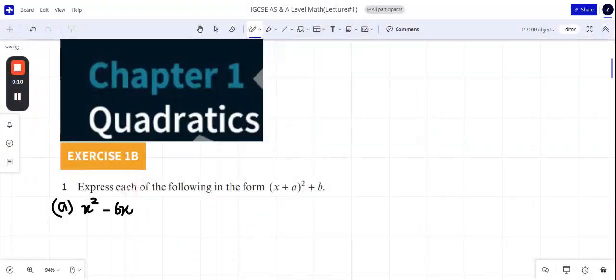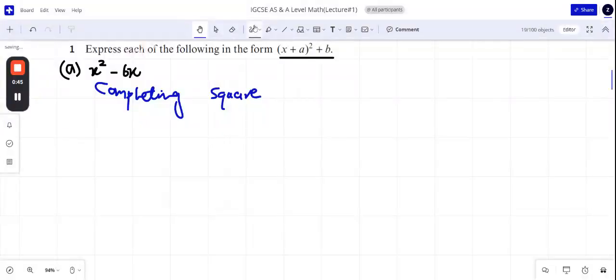Question number 1. Express each of the following in the form of (x + a)² + b. It means that now we have to solve the quadratic expressions and equations by using the completing square method. So now, what is the completing square?